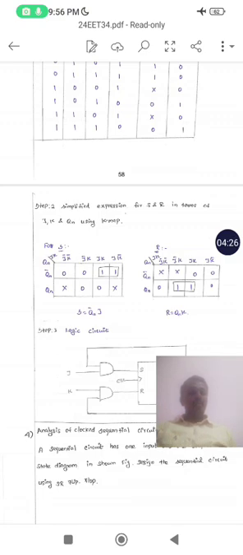S equals J Qn complement, where Qn is the present state and Qn plus 1 is the next state. R equals Qn K, using the complement variable. So using AND gates we form the design. This one common clock pulse is used. Okay, thank you.